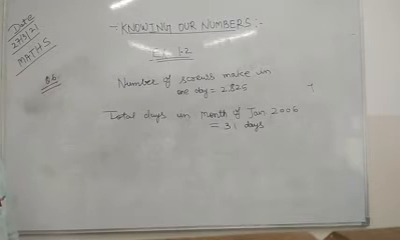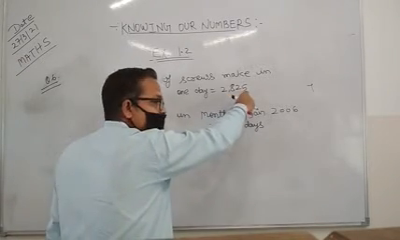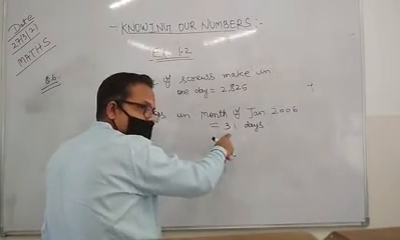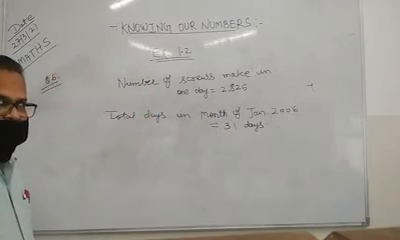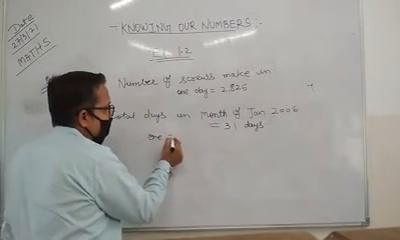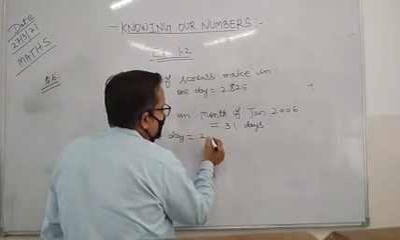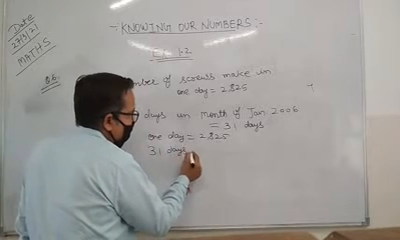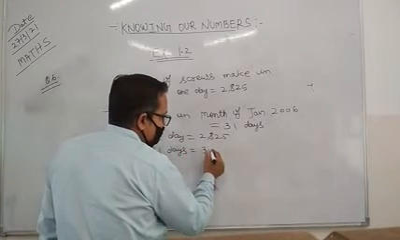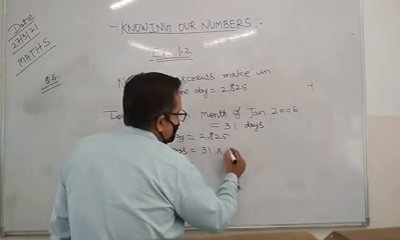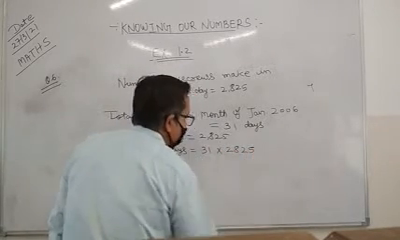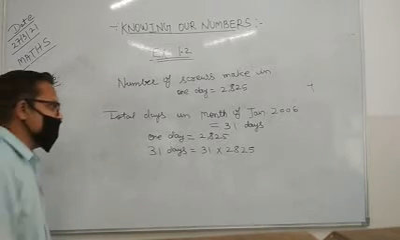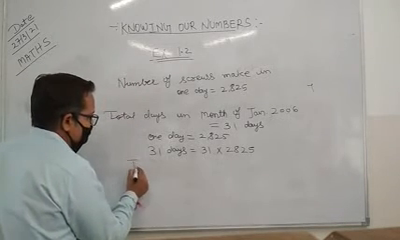So how can we calculate the total number of screws in the month of January? In one day we know this is 2825. So in 31 days it should be multiplied. We know that in one day this much, so in 31 days, 31 will be multiplied by 2825. Okay, then we will get the total number of screws.